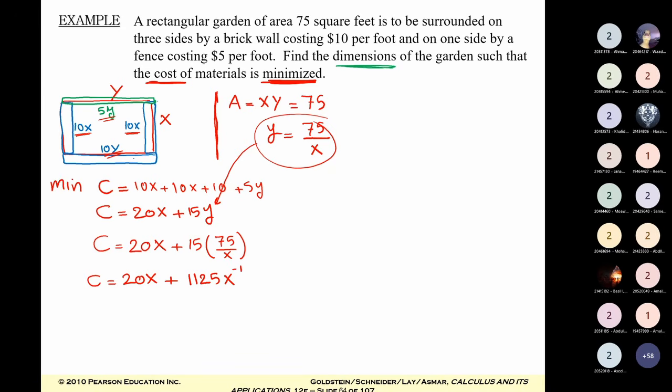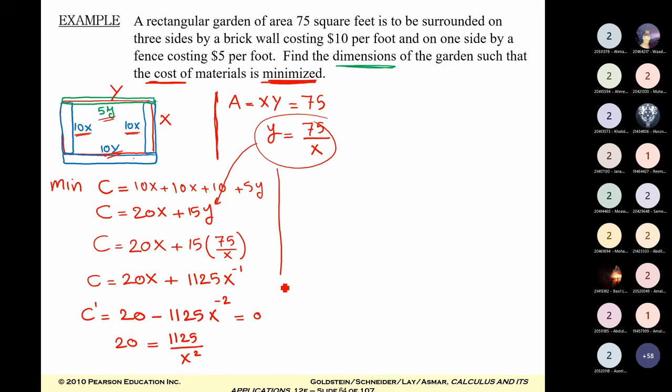Now this is the function. We need to find the minimum value of this cost. So we need to find the stationary point that obtains the minimum value. C prime equals 20 minus 1125 x to the power minus 2. This equals 0. So we can obtain 20 equals 1125 over x squared.